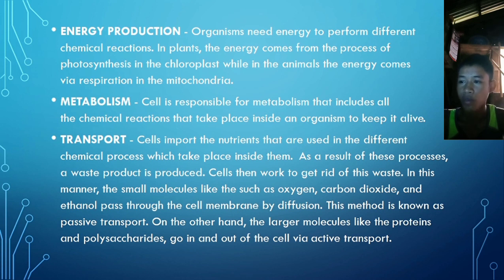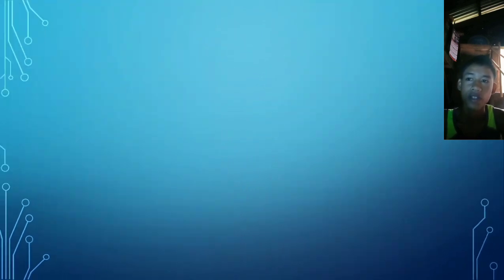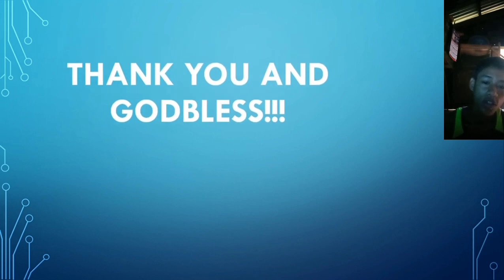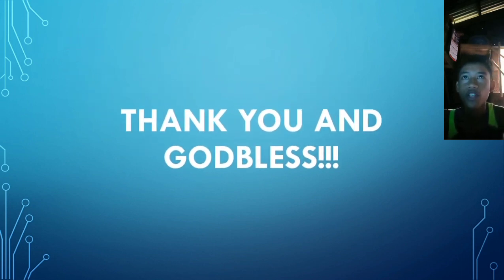In this manner, the small molecules such as oxygen, carbon dioxide, and ethanol pass through the cell membrane by diffusion. This method is known as passive transport. On the other hand, the larger molecules like the proteins and polysaccharides go in and out of the cell via active transport. And that is all. That is all about the cellular basis of life.